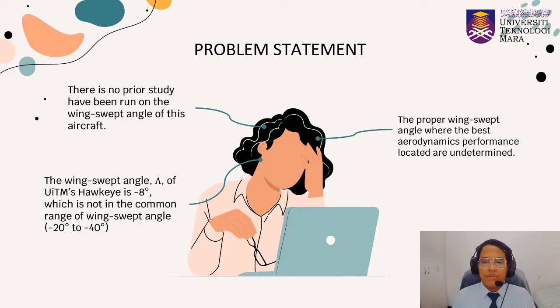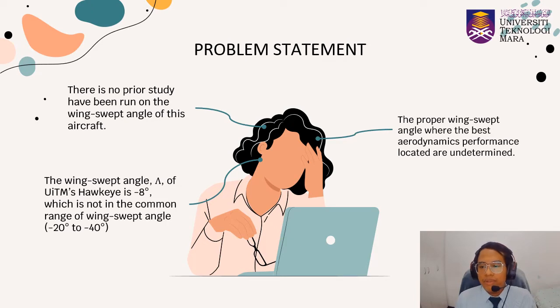Next is the problem statement. In this section, I will explain why I chose this title. Firstly, there is no prior study that has been run on the wing swept angle of this aircraft. The compressibility of air during high speed, which produces the formation of shock waves on the wing surface, can be delayed based on the sweep of the wing. Thus, the correct angle needs to be found.